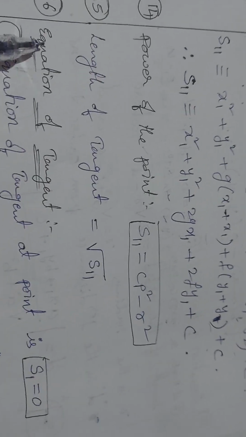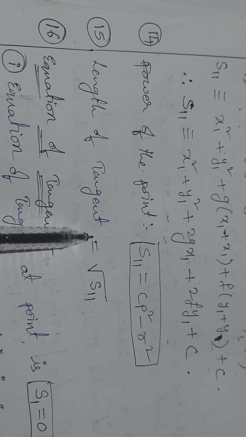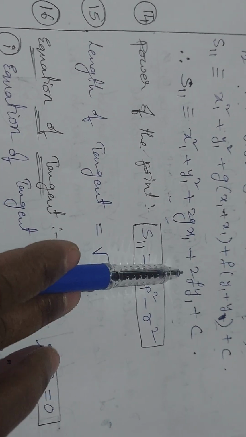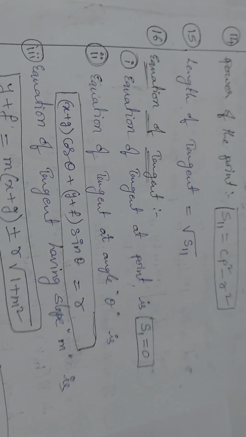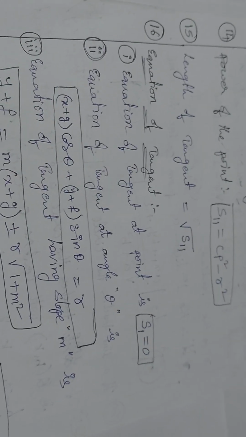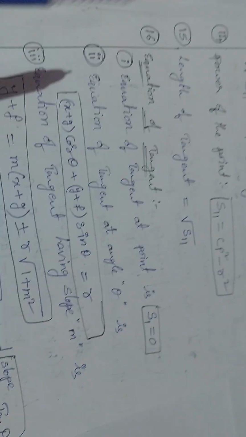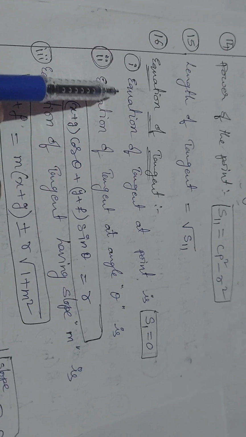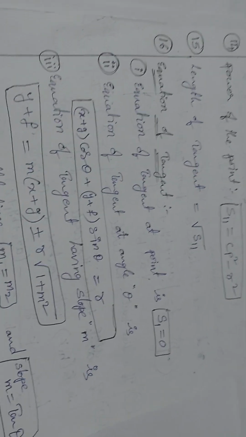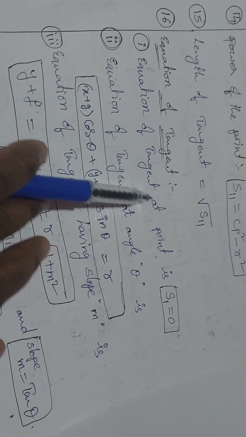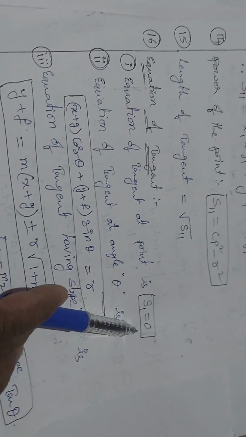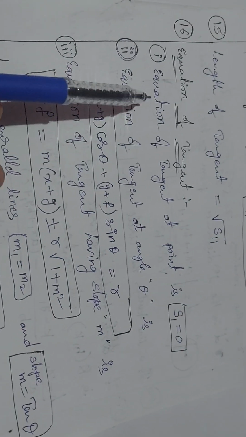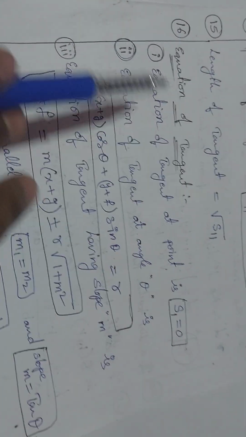Unexpected question this is also. Length of the tangent, very important concept. The formula is root S11. What is S11? We discussed in the previous notation. Equation of the tangent, don't be confused. Condition for tangent, length of the tangent, equation of the tangent. Here equation of the tangent also has so many types. At a point, the formula is S1 equals 0. What is S1? We already discussed the notation. Next, if an outside point is given, the formula is S1 equal to 0.